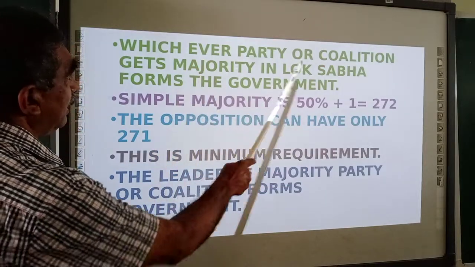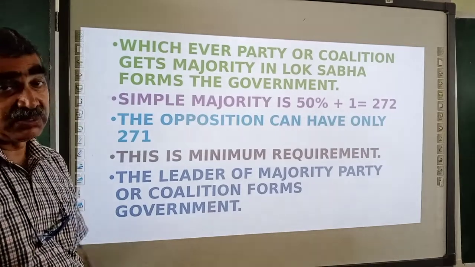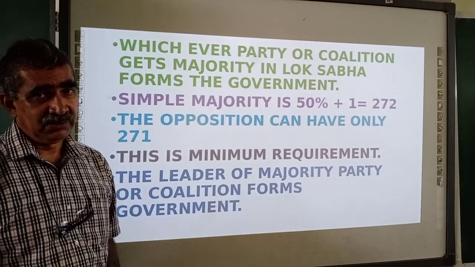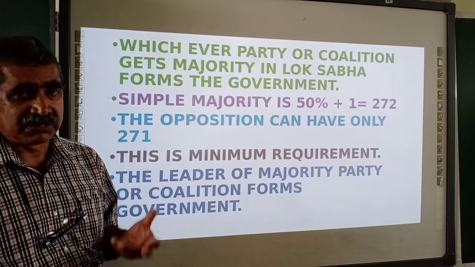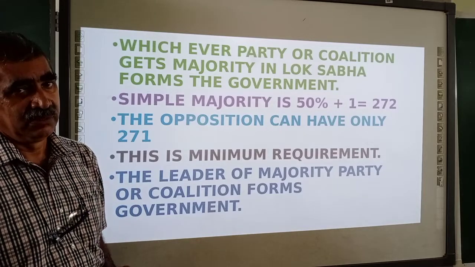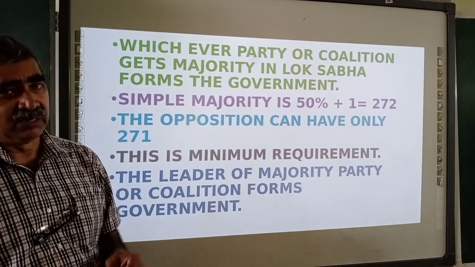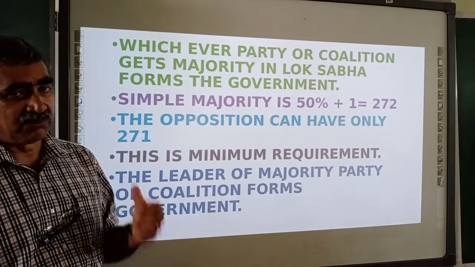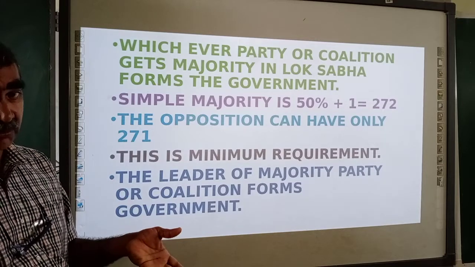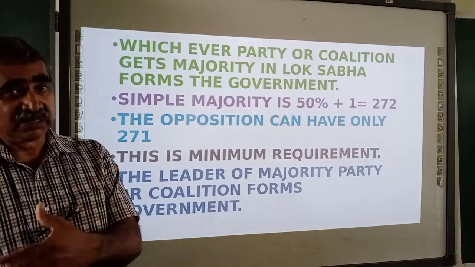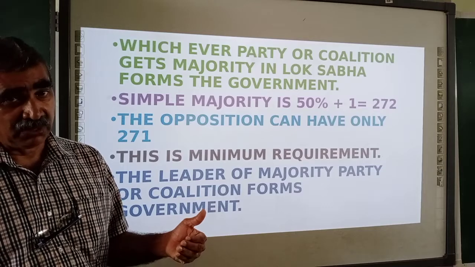Okay. Whichever party or coalition gets a majority in Lok Sabha forms the government. Now BJP has around 330 members in Lok Sabha, but still it is in a coalition, the NDA. Now two members are out of the coalition: Akali Dal and Shiv Sena. Earlier they were also members of the National Democratic Alliance. Shiv Sena has come out of the NDA, and Akali Dal recently, because of the farmers bill, has also left the government.